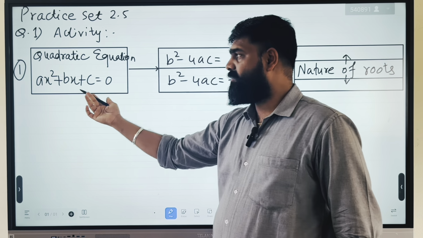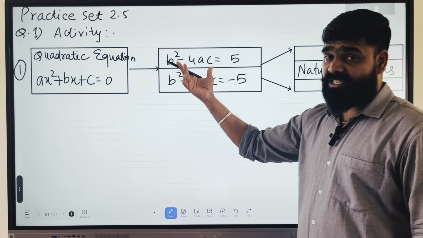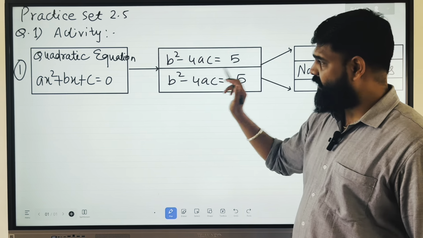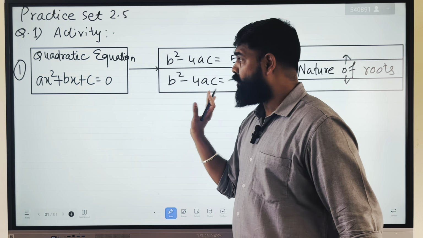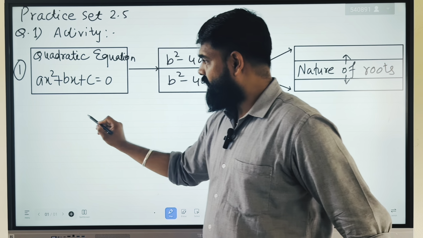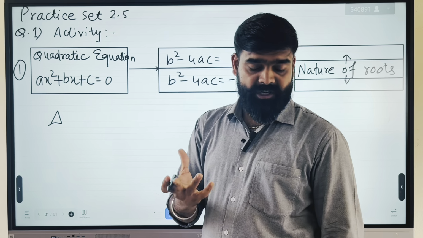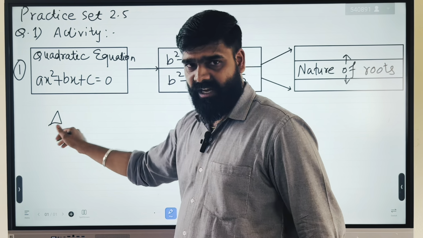ax square plus bx plus c is equal to 0, and we have discriminant values. So b square minus 4ac we have positive 5, and b square minus 4ac we have a negative value. As we know, we have to find the nature of the roots. We can denote the value of the discriminant by delta. This is the sign of delta.